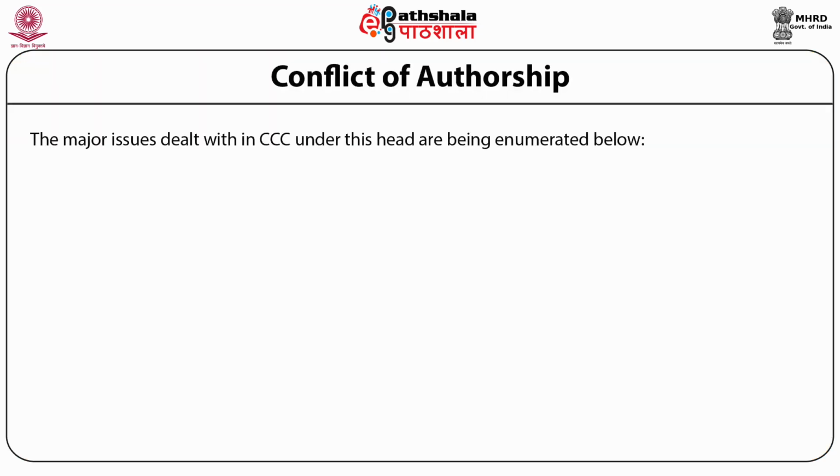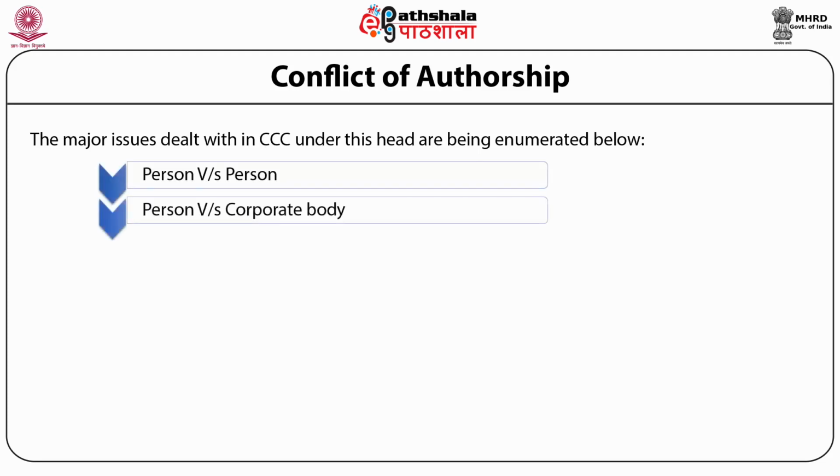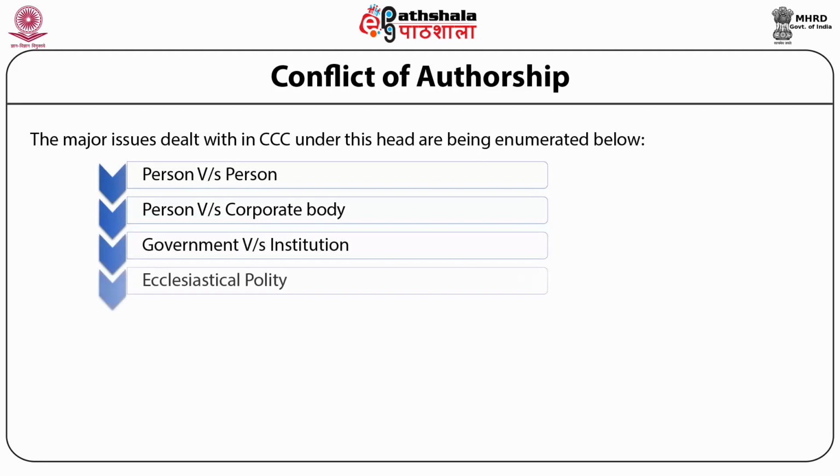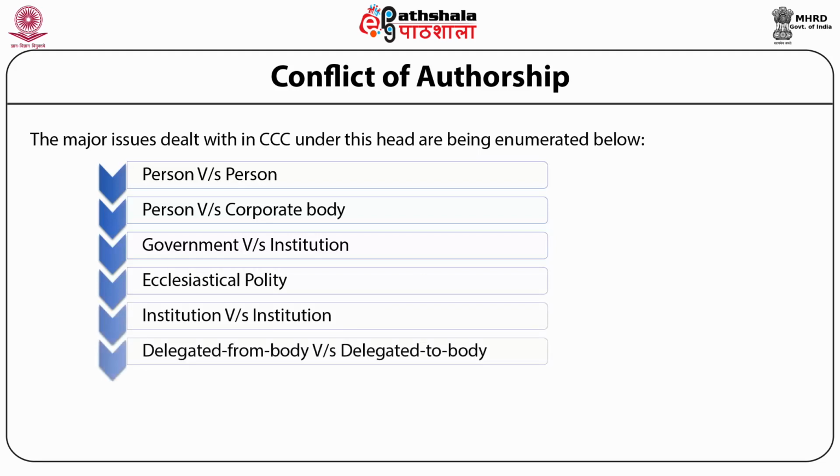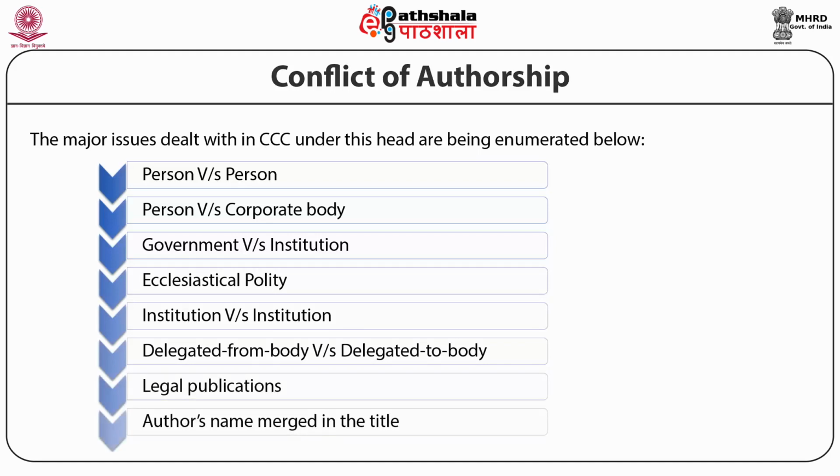The major issues dealt with in CCC under this head are enumerated below. First, person versus person. Second, person versus corporate body. Third, government versus institution. Fourth, ecclesiastical polity. Fifth, institution versus institution. Sixth, delegated from body versus delegated to body. Seventh, legal publications. Eighth, author's name merged in the title.